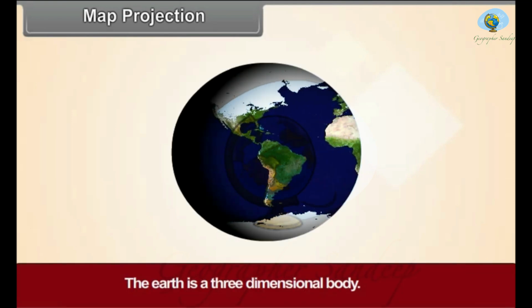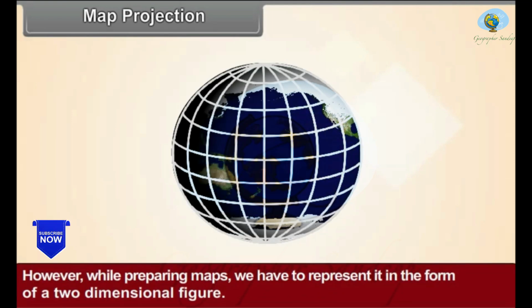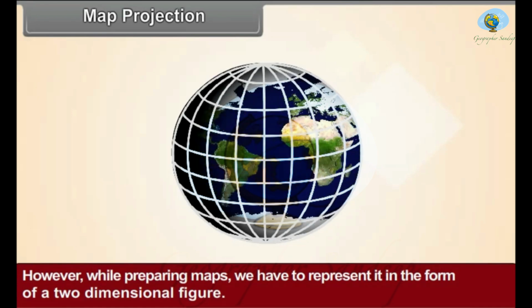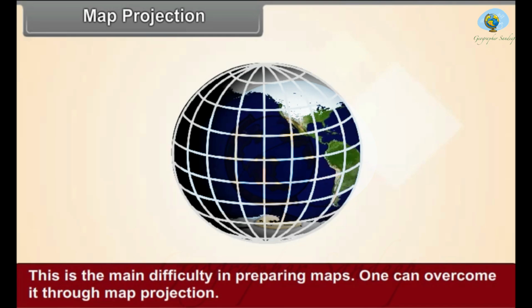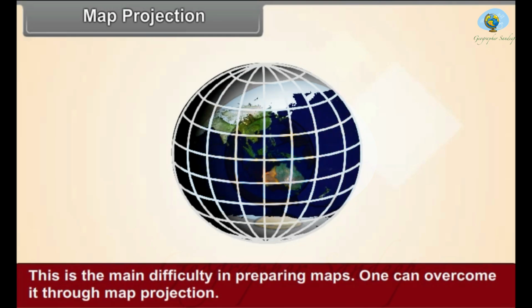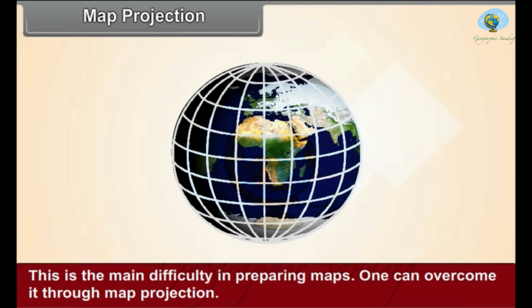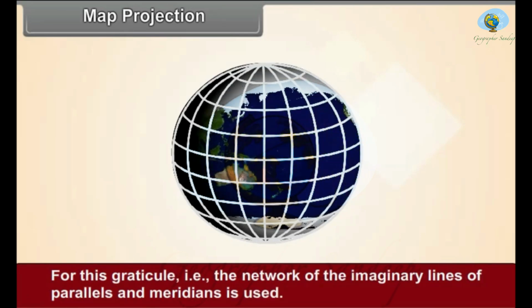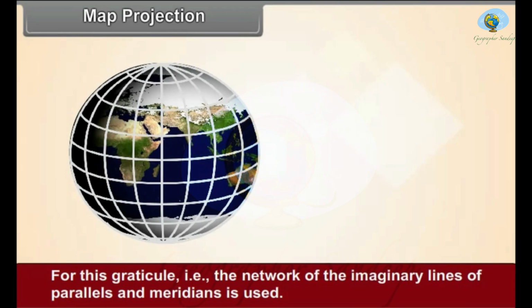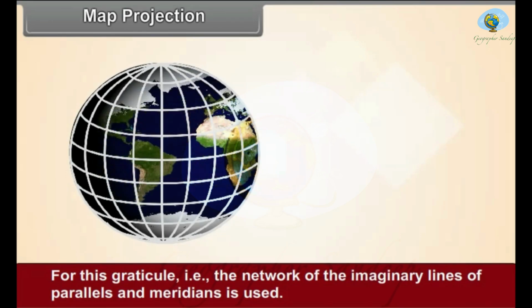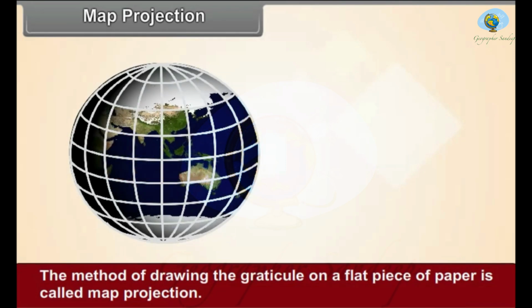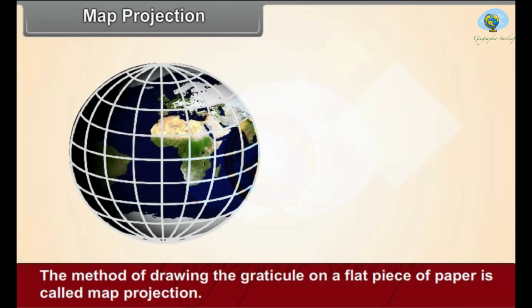Map projection. The Earth is a three-dimensional body. However, while preparing maps, we have to represent it in the form of a two-dimensional figure. This is the main difficulty in preparing maps. One can overcome it through map projection. For this, the graticule, that is, the network of the imaginary lines of parallels and meridians is used. The method of drawing the graticule on a flat piece of paper is called map projection.